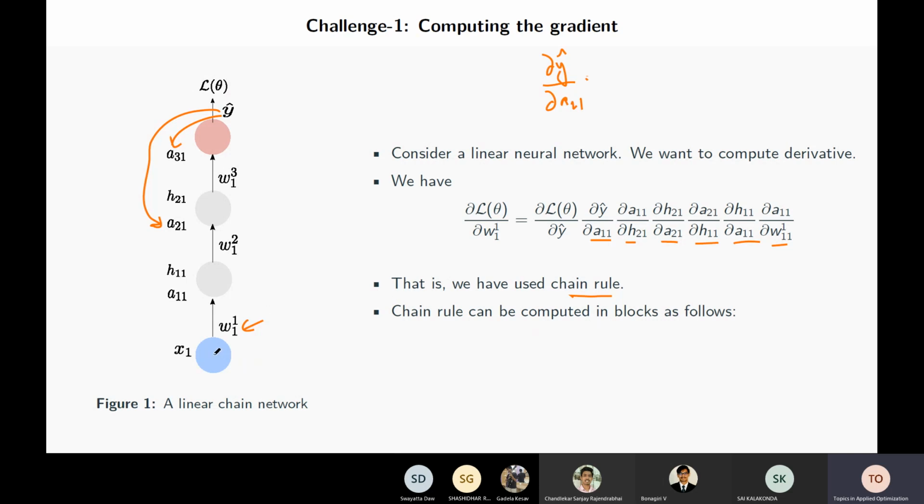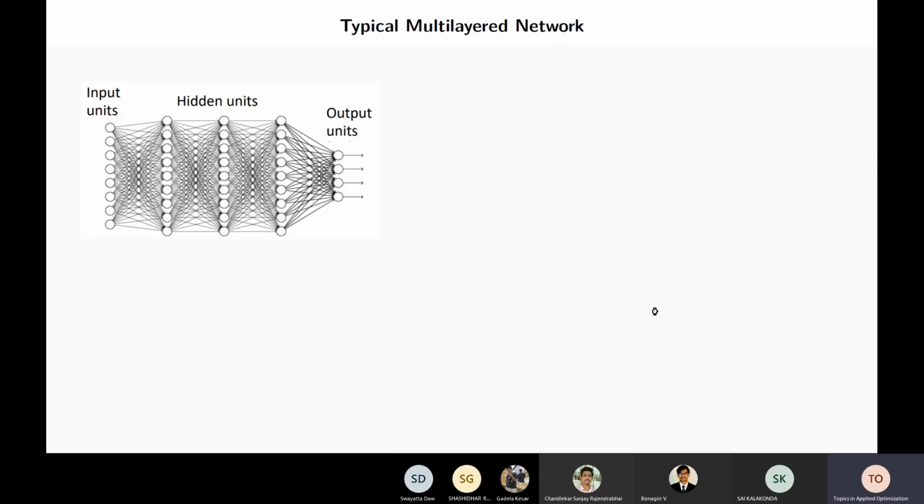Since during the feed forward, you go this way, and then you have these intermediate values that are known. Based on those intermediate values, it's possible to calculate these values. I will come back to this later if you're not sure about this. I will discuss this in full detail. So the chain rule can be computed in blocks as follows.